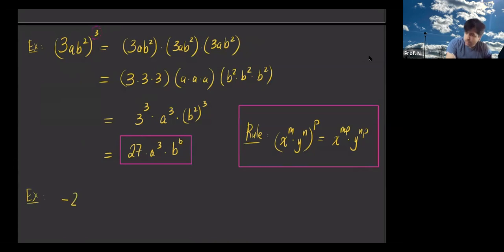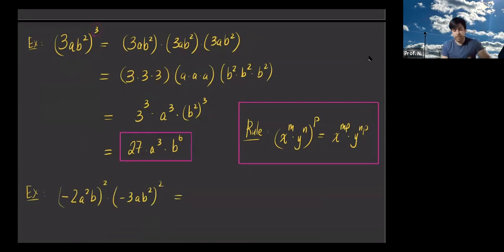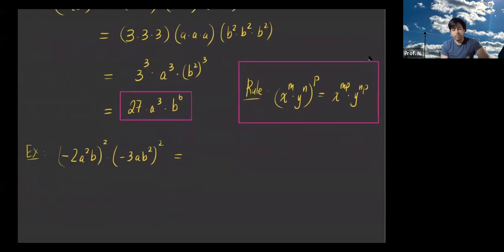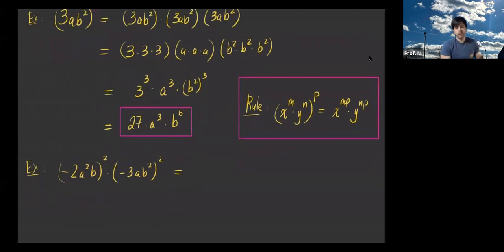If I got negative 2a squared b, to the squared power, multiplied by negative 3ab squared, squared. So it's going to be a whole bunch of exponents from now on. Again, it's all about the rules. So based upon the rule that I just established, how do I take care of this expression here? Remember what I'm going to do? I'm going to take this term negative 2a squared b and take them individually and square them all.